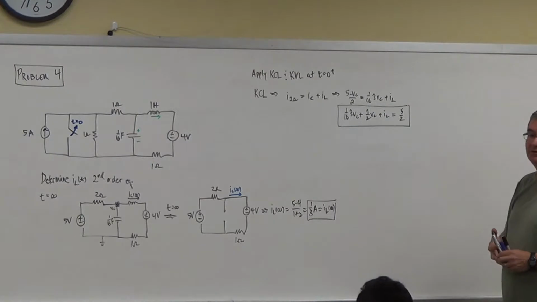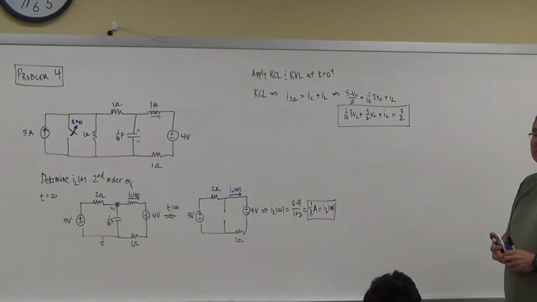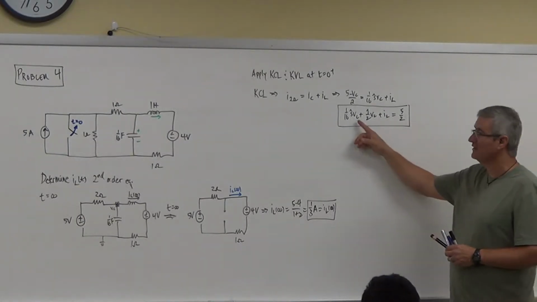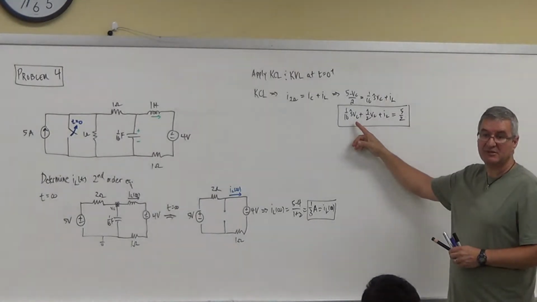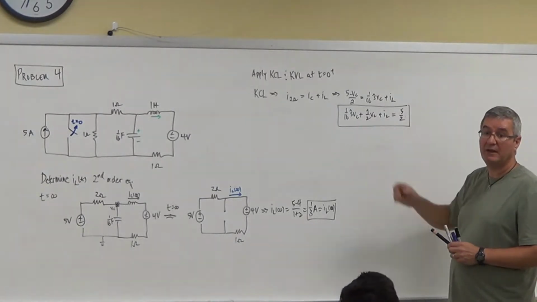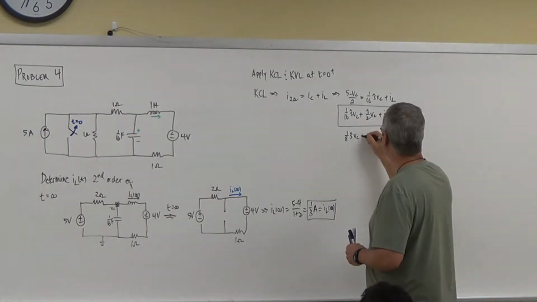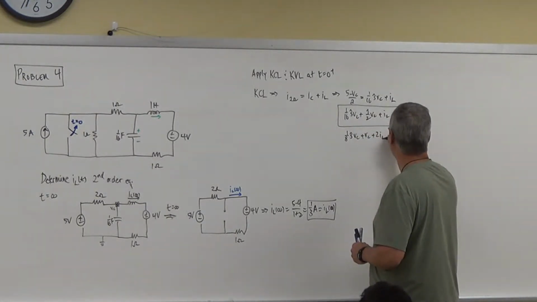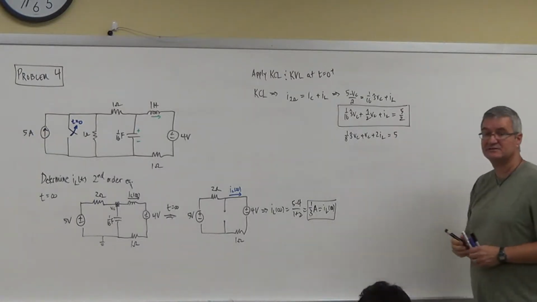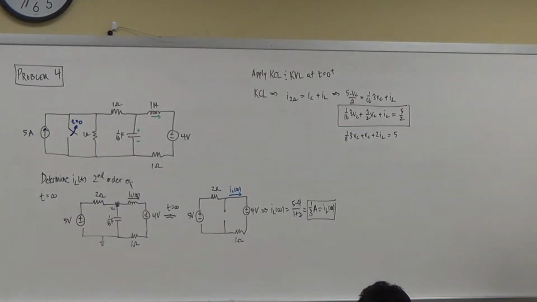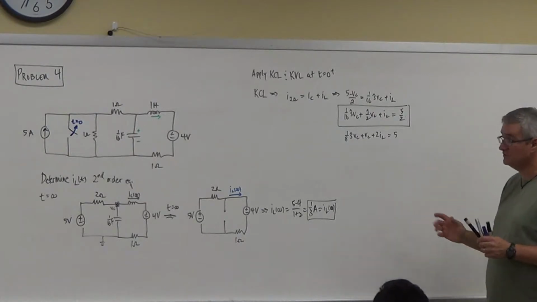I would probably multiply that by 2, just to clean it up a little bit, but I typically don't like to do that. But since I'm going to have to do a matrix, I multiply everything by 2, so I really have 1/8 S hat VC plus VC plus 2IL equals 5. I think that's a nice equation. Okay. So now, let's go do KVL.